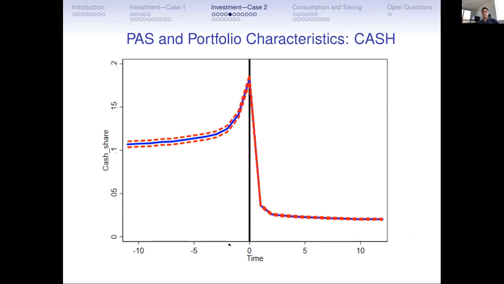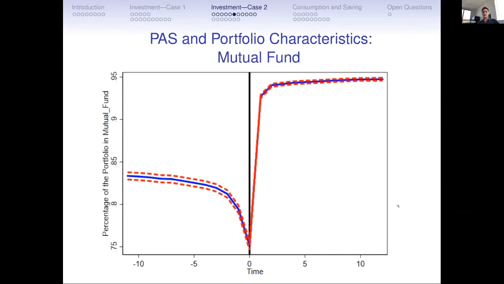So here I have the portfolio allocation of the investors across different months from -12 to 12. And then 0 is the time where the robo-advisor was implemented. Here the blue line is the average cash share, and the red dotted lines are the 95% confidence intervals for the mean. You'll see that this cash share is approximately 10%. Before the adoption of the robo-advisor, you have a little bit of consolidation, some selling, but afterwards, what you'll see is that the cash is basically drawn down to 0.